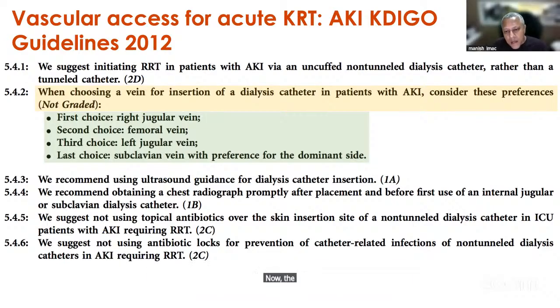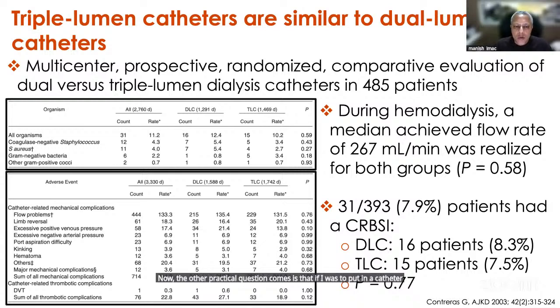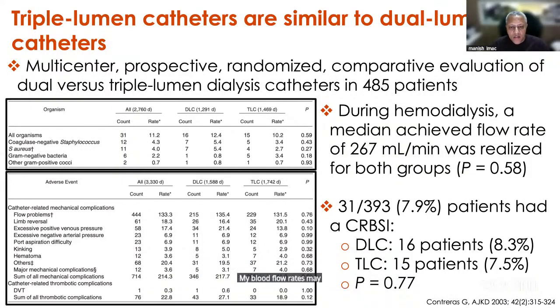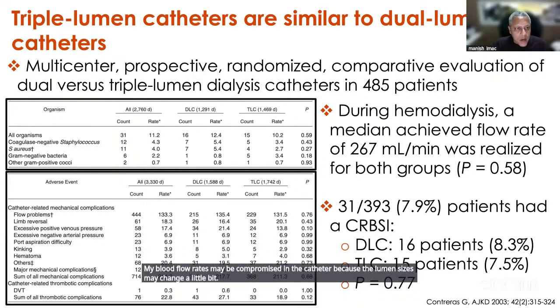Now, the other practical question that comes up is, if I was to put in a catheter, should I be using a double lumen catheter or a triple lumen catheter? And there's always this fear that if I have 3 lumens, maybe my risk of infection will go up, or maybe my blood flow rates may be compromised because the lumen sizes may change a little bit. So this was a multi-center prospective randomized comparative evaluation of dual versus triple lumen dialysis catheters in 485 patients.